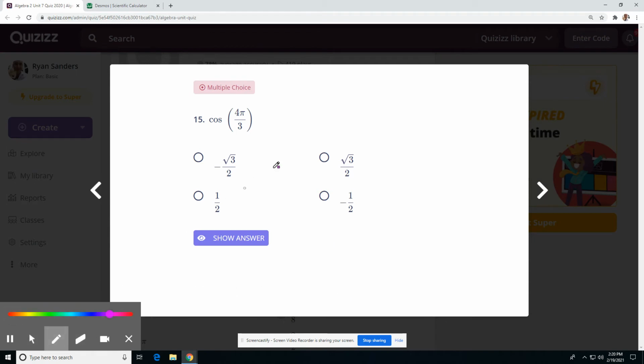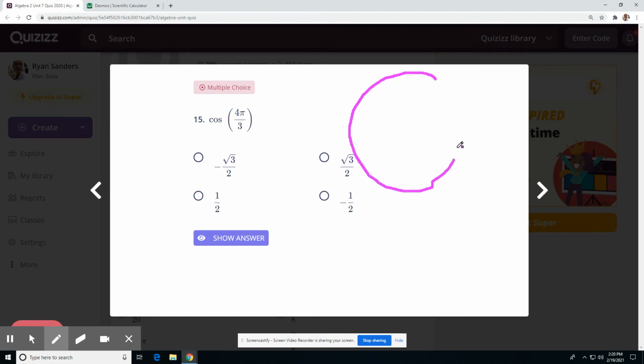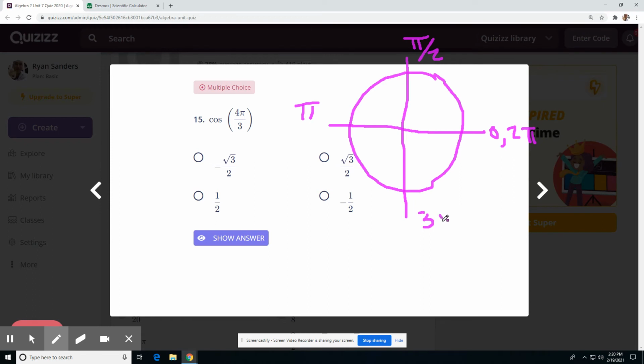All right. Cosine of 4 pi over 3. So you would need to do the reference angle trick. I don't have these memorized. Some people do. So this is in terms of 3 as our denominator. So that would be n pi. So we got 0 and 2 pi. Got pi over 2. Have pi over here. And 3 pi over 2.